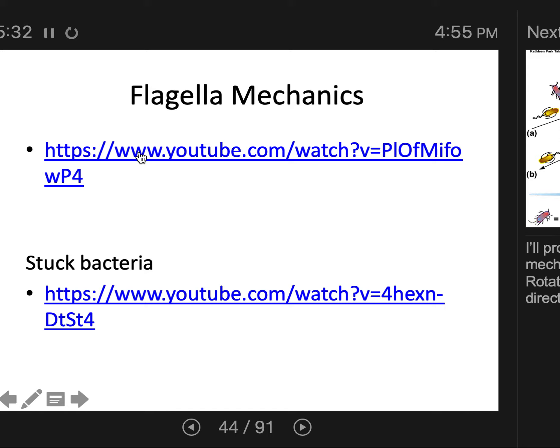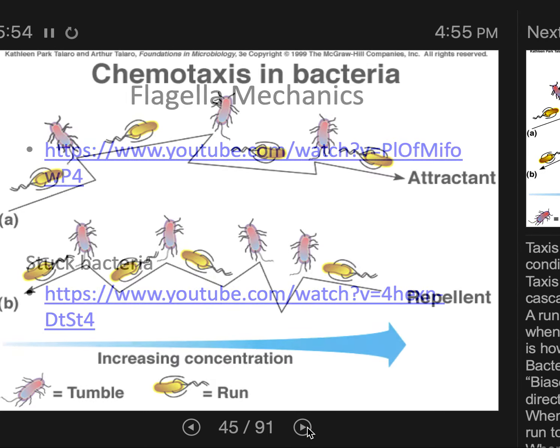And so that's demonstrated in this poor little bacteria. It's got its flagella stuck in it. When it tries to move it, the bacteria itself is just spinning and spinning and spinning in circles. Oh, I'm sorry, that's this link down here. So I'll provide that link. This link at the top, it just shows you in more detail. It's just a video to music that shows how all the components of the flagella fit together.